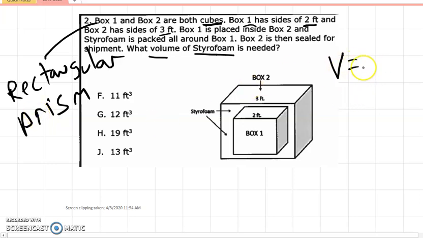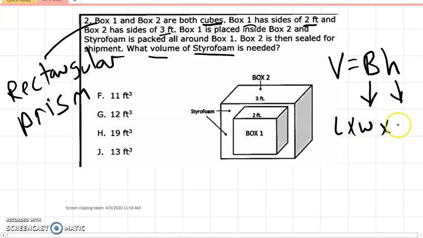And so the volume equation is just capital B times H. Again, the same thing as the other problem. The capital B is the base, and the H is the height of the prism, or the 3D figure. In this case, we know it's a box, so this actually becomes length times width times height. We're not going to divide by 3 because it's a prism. Prisms we don't divide by 3.